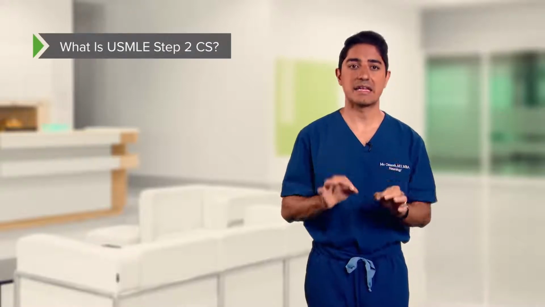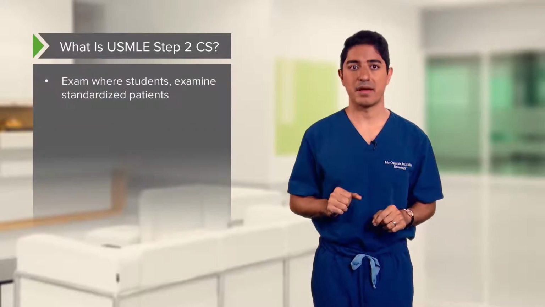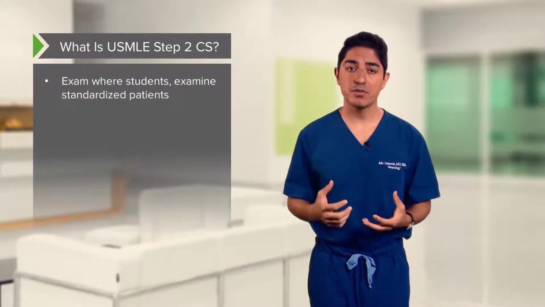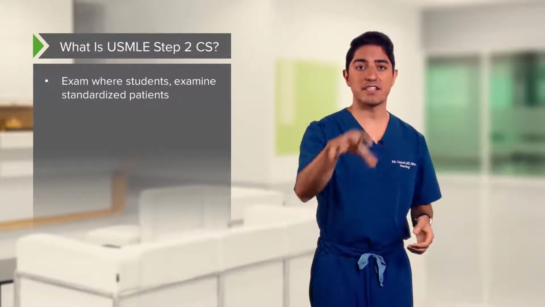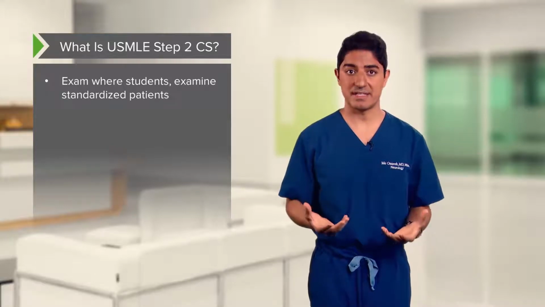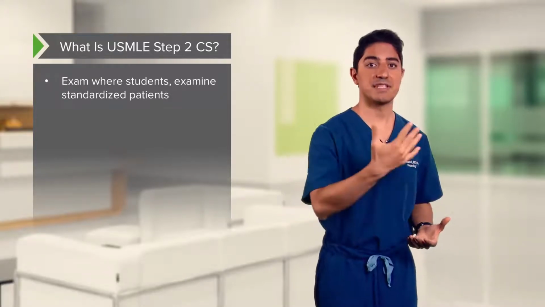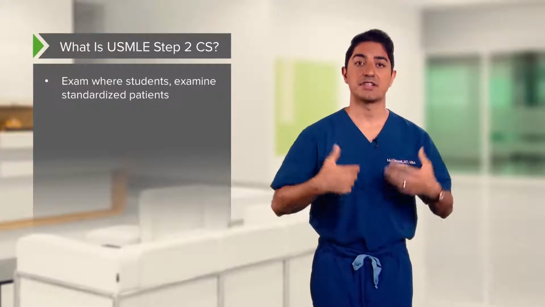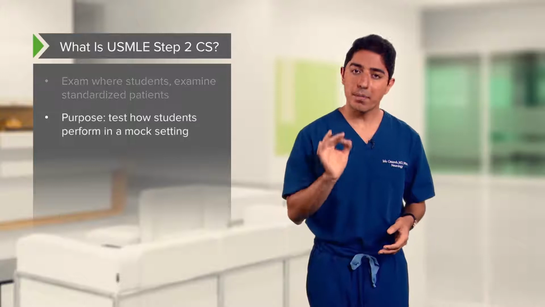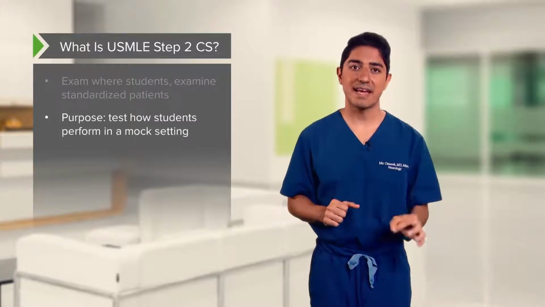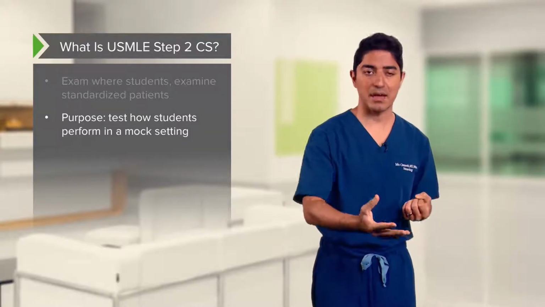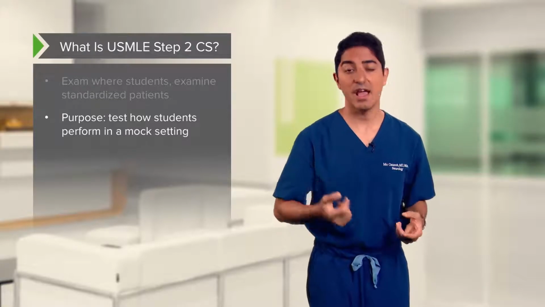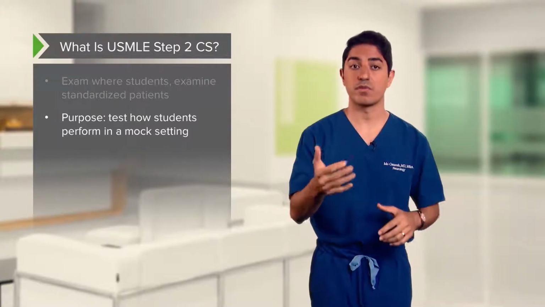Now let's discuss what is USMLE Step 2 CS, Clinical Skills. Well, the clinical skills exam is a real-life exam that students go to in a testing center where they have an office with all these rooms with standardized patients inside. What the students will do on the CS exam is go in, speak with the patients, examine them, come back and write a note, and actually see patients in real life. The whole purpose of the Step 2 CS exam is to test to see if students are able to gather information from patients, perform a physical exam, communicate their findings to the patients, and then communicate those findings in the form of a written note.